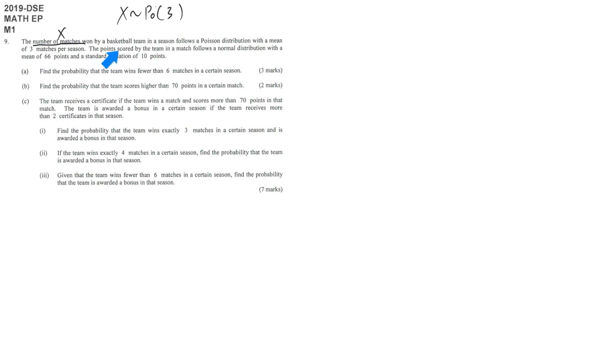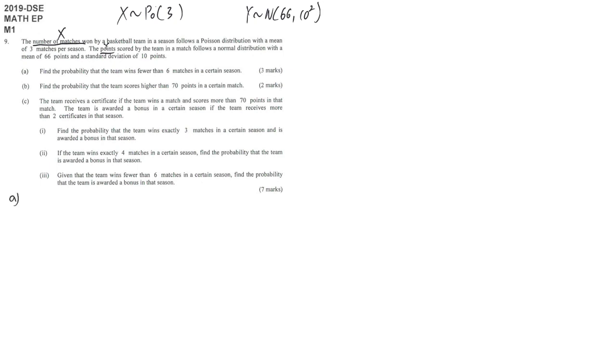And then they say that the points scored by the team in a match follow a normal distribution, which means this is another random variable about the points. So a mean of 66 points and a standard deviation of 10 points. That means if you consider the points as y, then y follows a normal distribution with the mean 66 and the standard deviation 10.